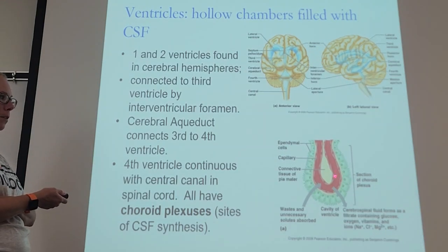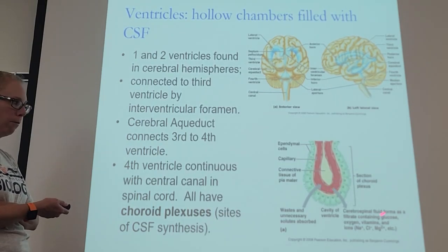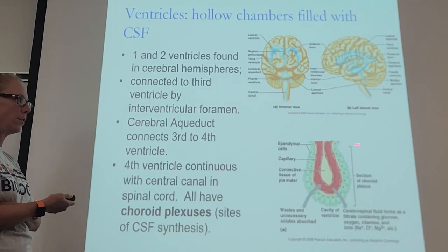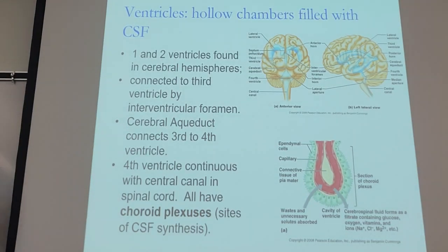So choroid plexuses are basically taking blood, taking whatever ions and goodies they need from your bloodstream, and creating cerebrospinal fluid, which is then flowing through your ventricles, and the ependymal cells are making sure that that happens, flowing. Okay.